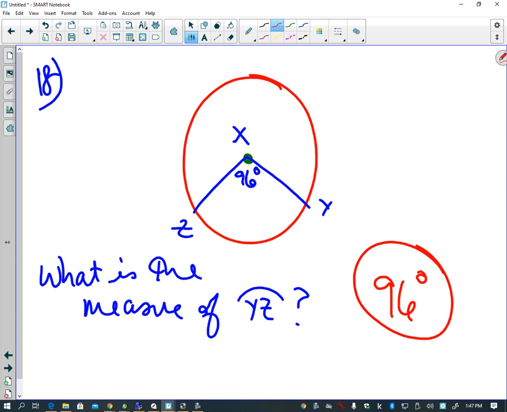The reason why it's 96 is because this is a central angle, and a central angle is always the same as the intercepted arc. So if the central angle is 96 degrees, then the arc that intercepts it is going to be 96 degrees. Does that make sense? If I was going to be real particular, I would make you explain that on the test, because it couldn't be any easier.